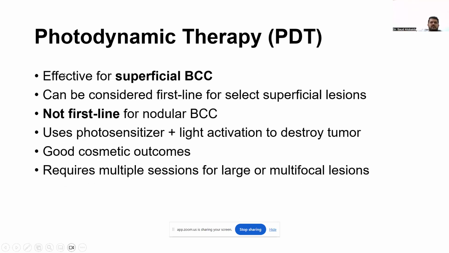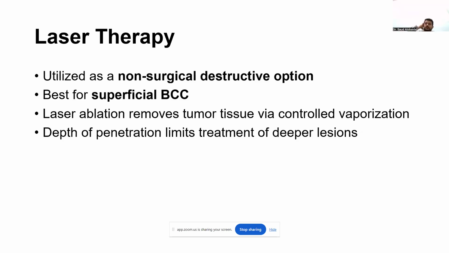PDT, we used to use it in North America. Again, you curettage, you put a sensitizer that has porphyrin and goes in, and then you add the light. After that, it kind of interacts with each other. So it's kind of the same concept, but it does have a better cosmesis compared to other destructive modalities. Laser, funny enough, PDL could help because you're targeting the vasculature. Ablative techniques like ablative CO2 or erbium all could be of help.